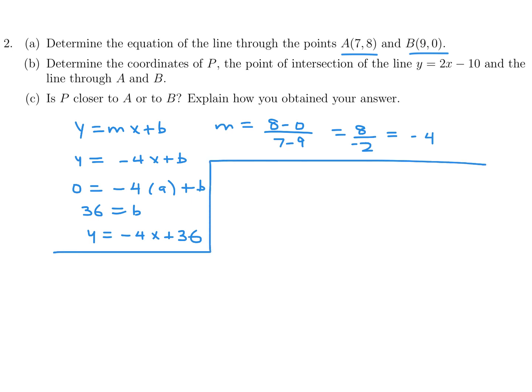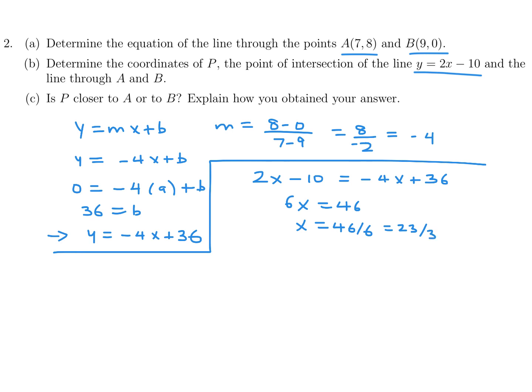Part B, determine the coordinates of P, the point of intersection of y equals 2x minus 10, and the line through AB. Well, the line through AB is this. To get the point of intersection, you just have to set those two equal to each other. So 2x minus 10 is equal to minus 4x plus 36, and then solve for x. So this is 6x is 46, so therefore x is 46 over 6, which in lowest terms is 23 over 3.